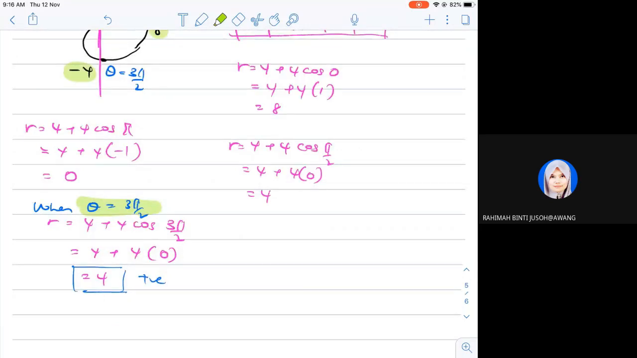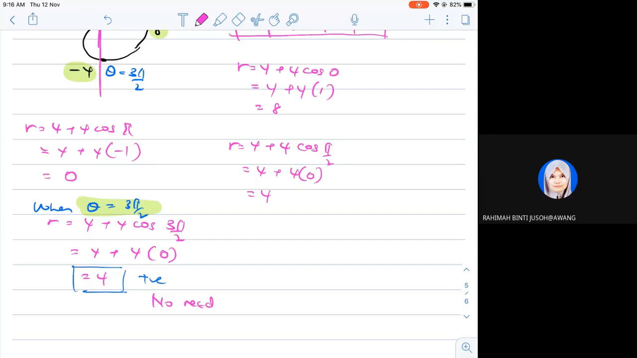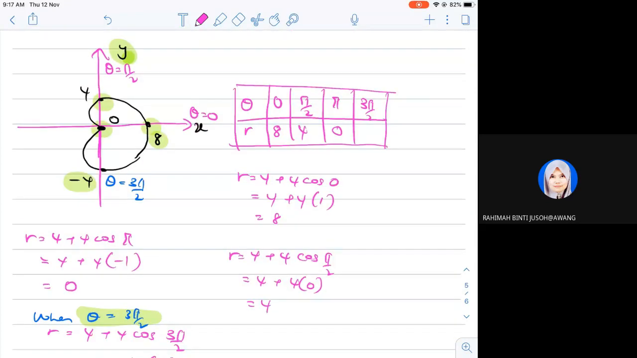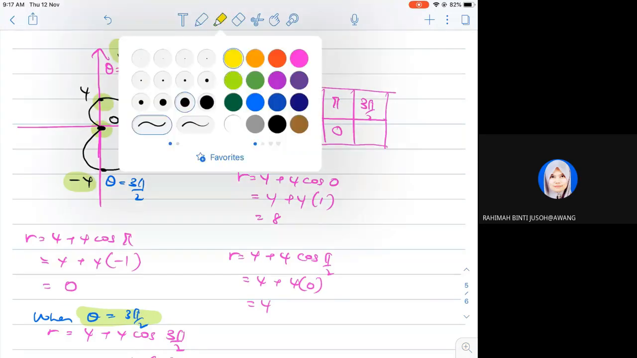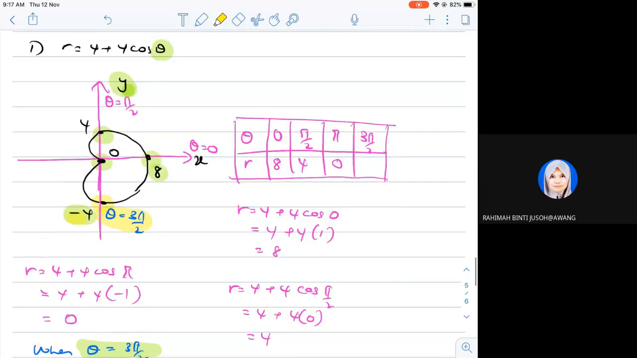Understand? Even though the radius is positive, it means it is located on 3 pi over 2. No need for you to reflect, because it is positive. We only reflect if you have a negative r. If it were negative 4 here, then you would have to go up. But in this case, it belongs to this angle, theta 3 pi over 2. But you have to put the negative sign here. Why negative sign? Because it is the lower part of y. Understand?